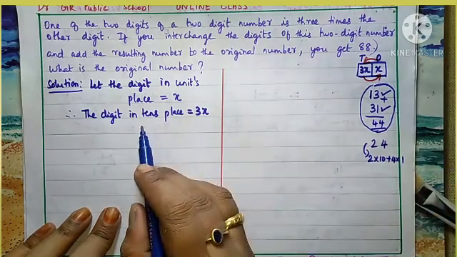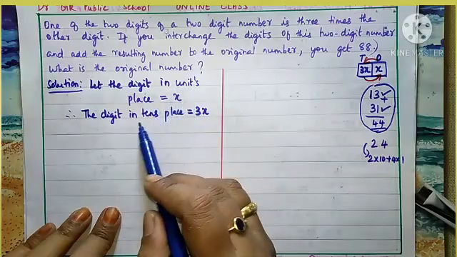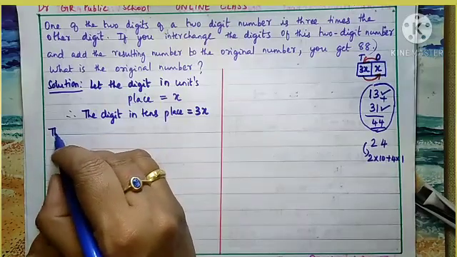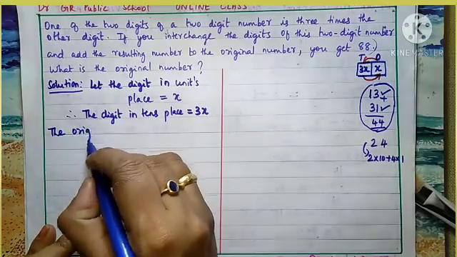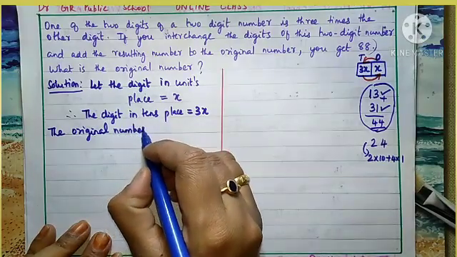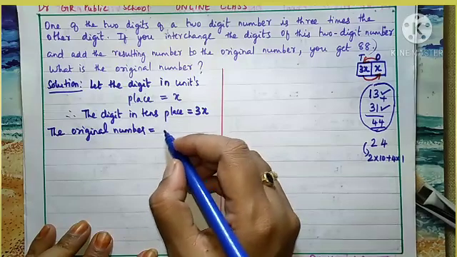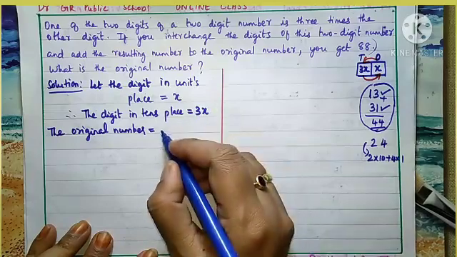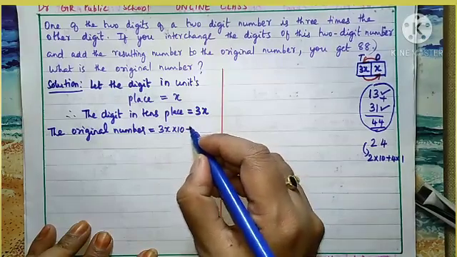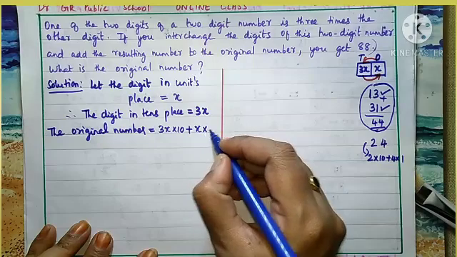Likewise, here I have taken the ones place as x, and the tens place as 3x. So this is the original number, no? How are we determining its value? The original number is equal to the tens place, 3x into 10, plus the ones place, x into 1.